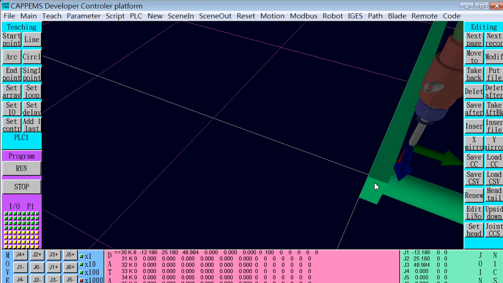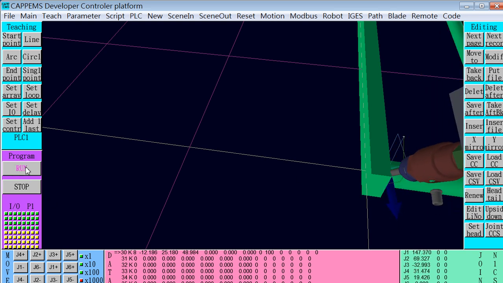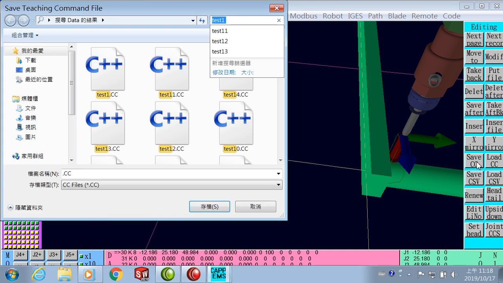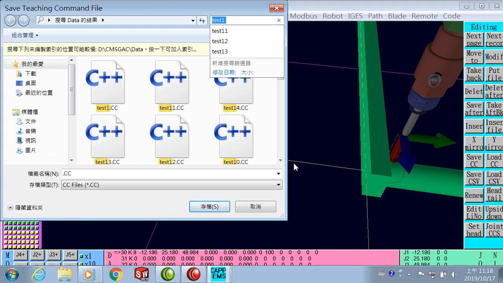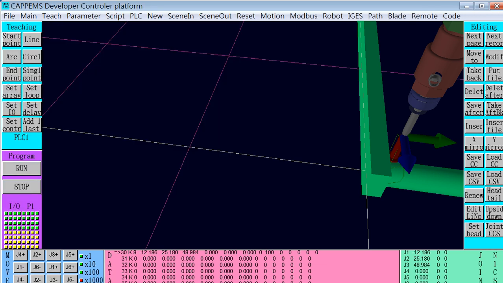Okay, that's all. Let's see the whole procedure run. Okay, lift. Then we save CC as the test 2. Dot CC, that's all.